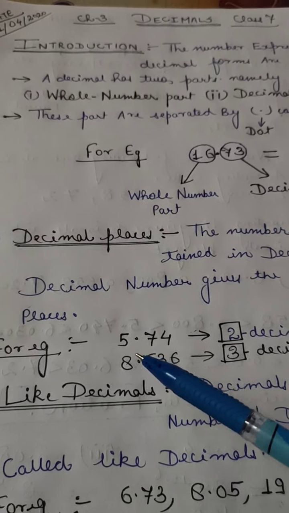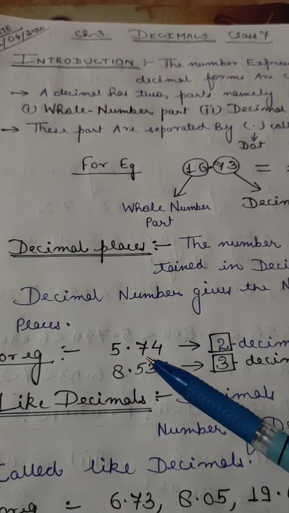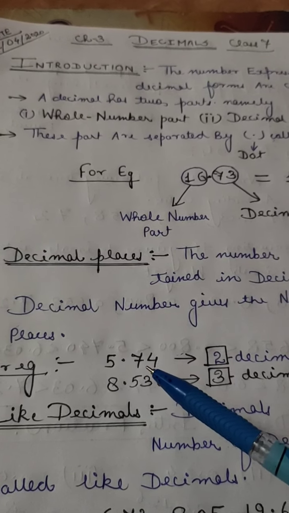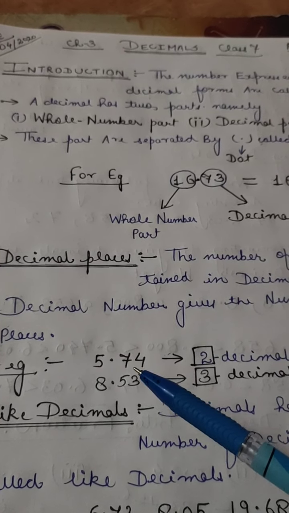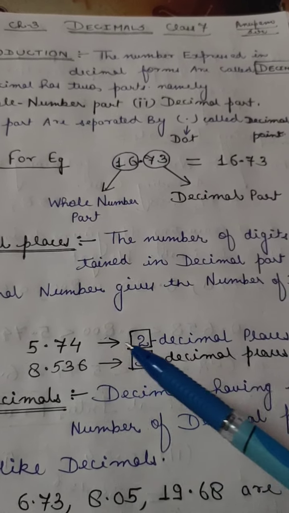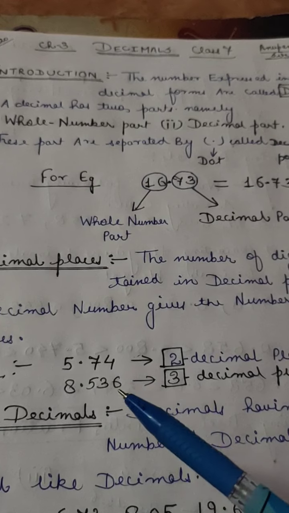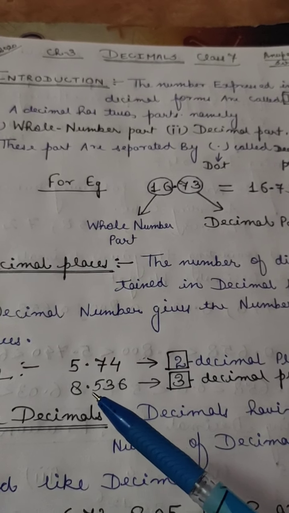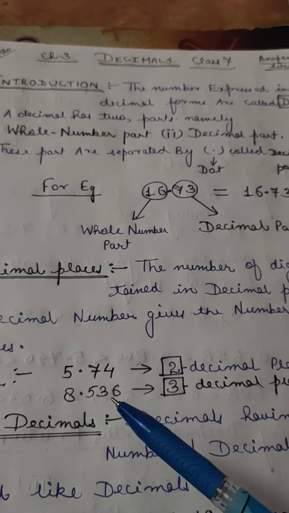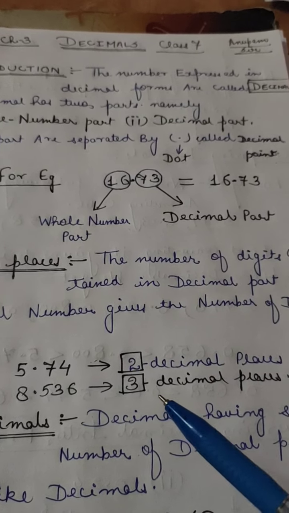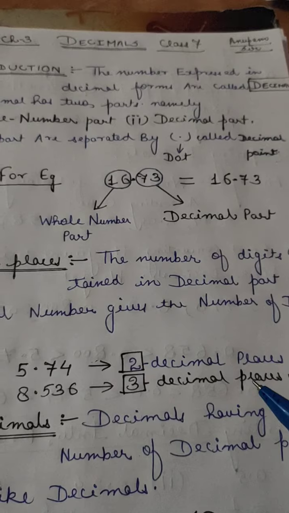For example, let us see 5.74. So what is the decimal part in this number? 74. So how many places does this decimal have? 2 decimal places. Next we have 8.536. So after the decimal point, how many decimal places are present? 3 decimal places. So we have written here it has 3 decimal places.